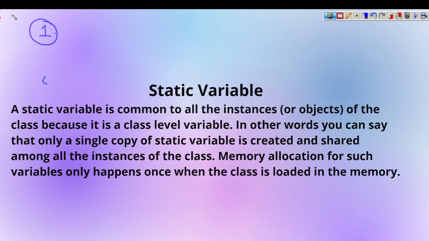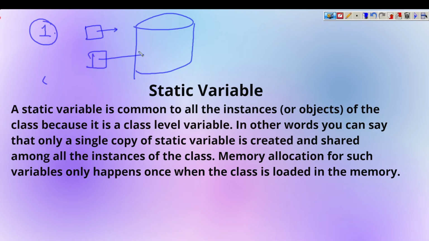In the heap memory, whenever an object is created, that object will be added inside the heap memory. N number of objects created, n number of objects added inside the heap memory. Then how will this static variable be given? There should be multiple static variables for multiple objects. But what happens here? Always the memory allocation for the static variables will be done during the class loading time.